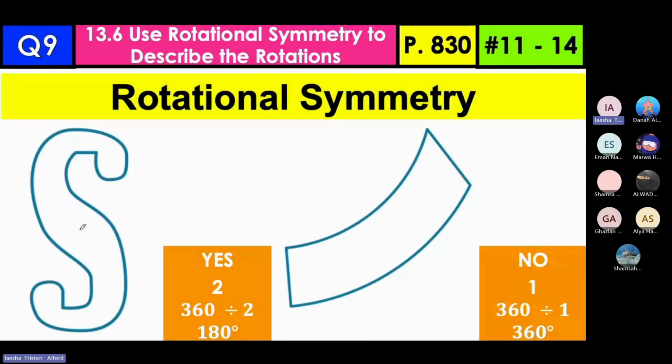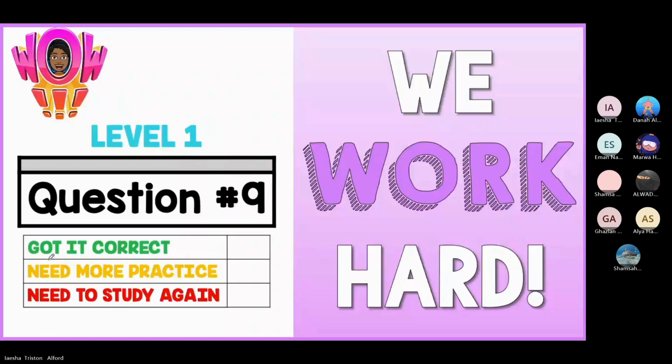Also, if it has rotational symmetry, you need to know where the center is. The center is gonna be in the middle. So that's question number 9, and that is everything about module number 13.